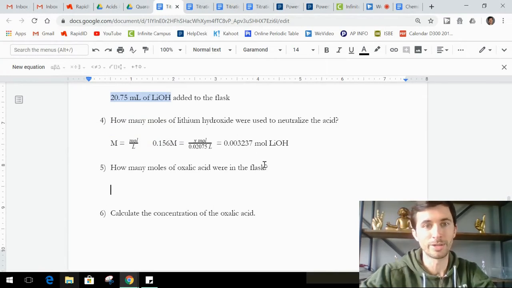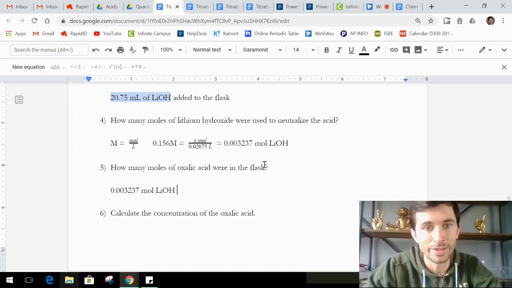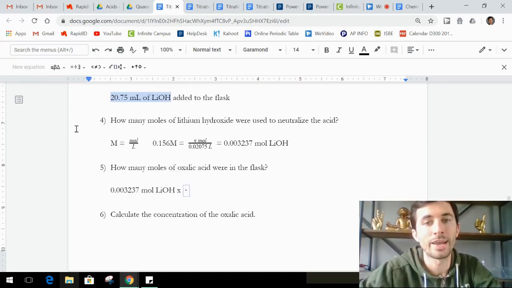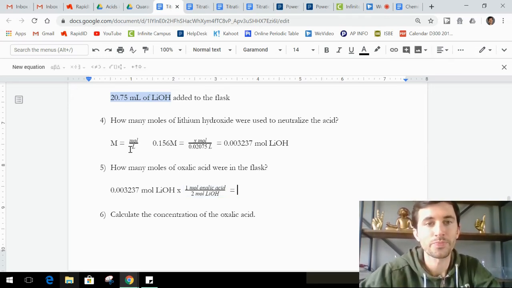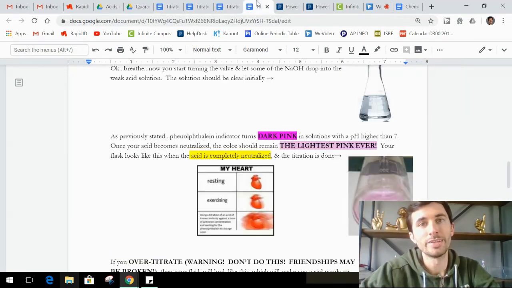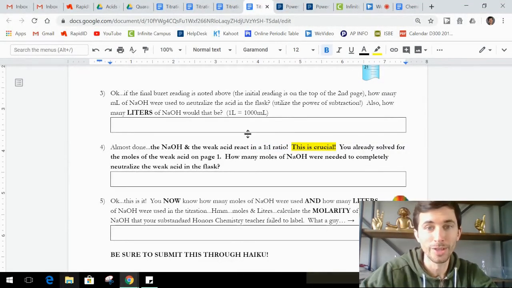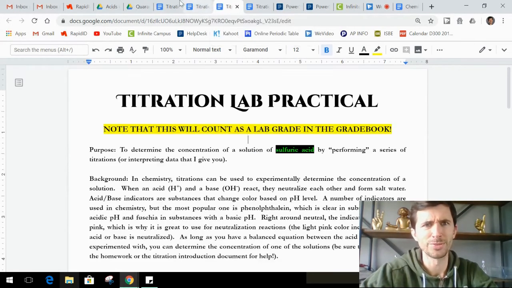And you know how many moles of lithium hydroxide you have. I'm going to do 0.003237 moles of LiOH, and I'm going to set up a conversion between oxalic acid and LiOH. I don't want to write out the formula for oxalic acid. I'm going to do that: 1 mole of oxalic acid and 2 moles of LiOH. I use my balanced equation, right? That's why in the intro, the reactant 1-to-1 ratio is crucial, because that's how you get the moles of your unknown concentration solution.